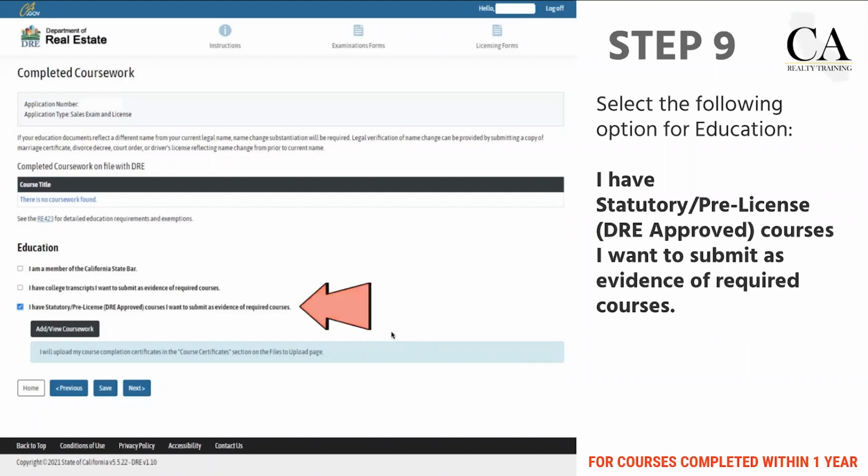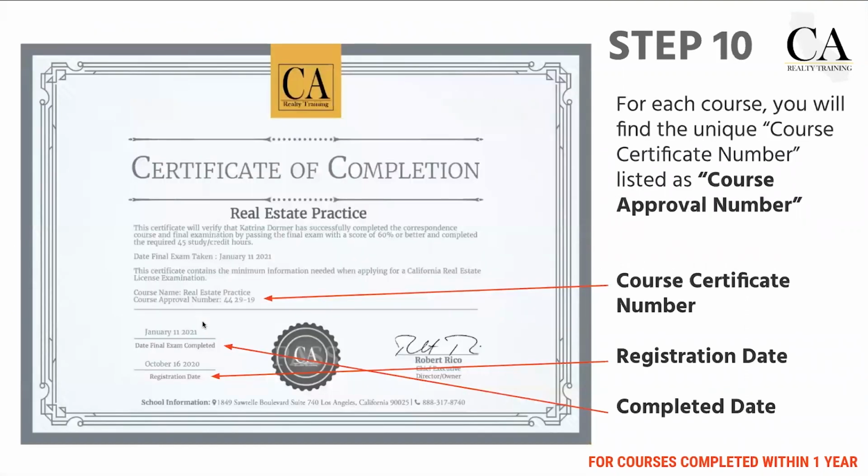After that, you are going to go through the educational requirements. If you completed your 3 courses through us, you are going to click this last box: I have statutory pre-licensed DRE approved courses I want to submit as evidence of required courses. That's what you're going to pick if you've gone through our program and you have your 3 certificates downloaded and ready. Again, here is an image of your certificates.